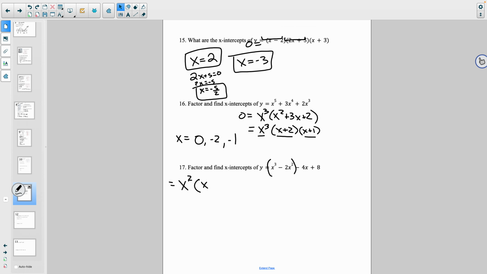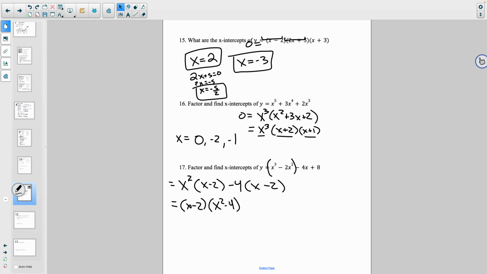x minus 2, right? And then we can factor out a, let's factor out a -4 from both of these. So here we're left with x minus 2, right? And now, hey, we notice both of these terms have an x minus 2, so let's factor that out, x minus 2. And we're just left with x squared minus 4, right?